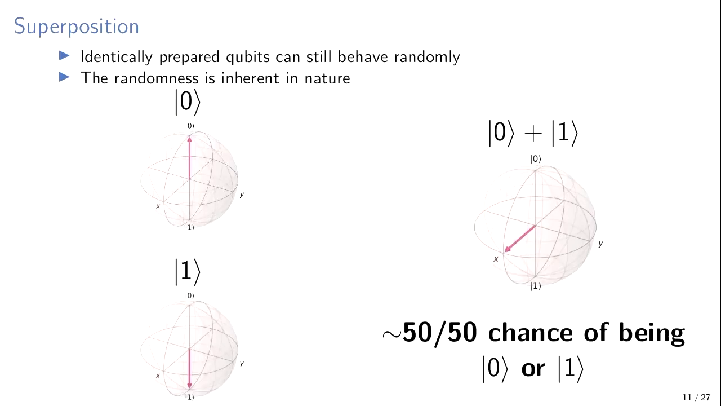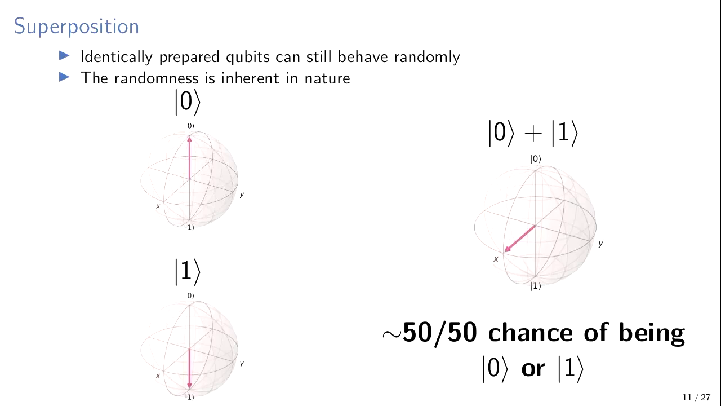But we've only looked at when a qubit is at 0 or 1. What happens when it's in the middle? This is called superposition. And it's one of the key differences between a quantum computer and a classical computer, is that you can have a qubit in a state where it's prepared deterministically, but it behaves randomly. And that randomness is inherent to nature.